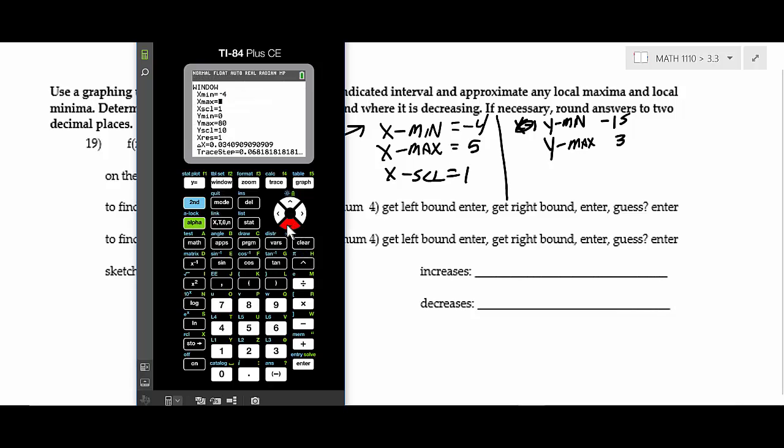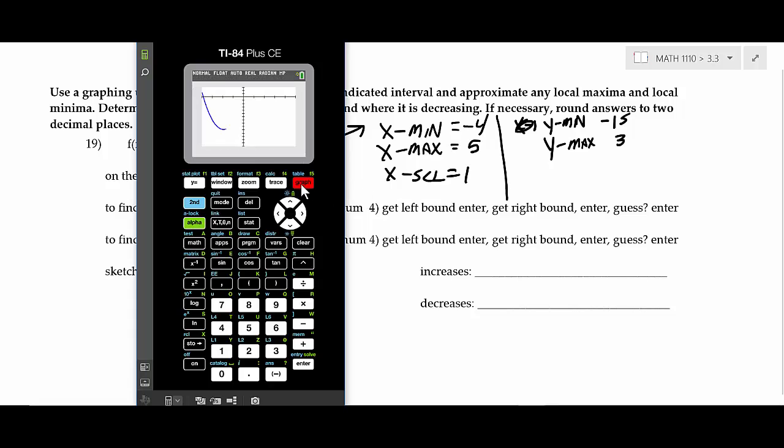Go -4 to 5. And then for the y min, let's go -15, and then let's go up to like 3 or something like that. Okay, and then scale that by 1. Okay, so now do your graph, and see if you can visually see where there's some maxes and mins. If you got everything set up the way I'm showing you, that's what you would have in that problem.